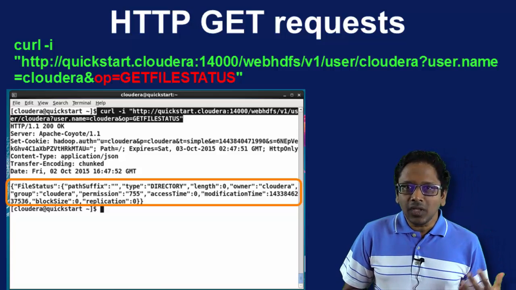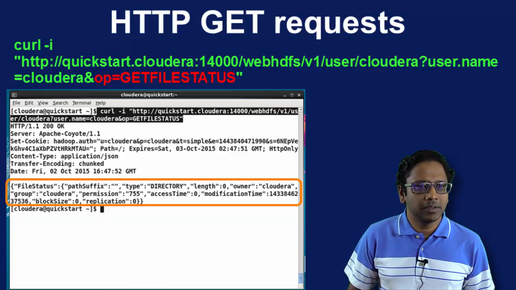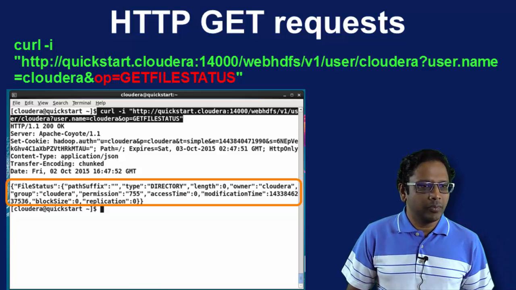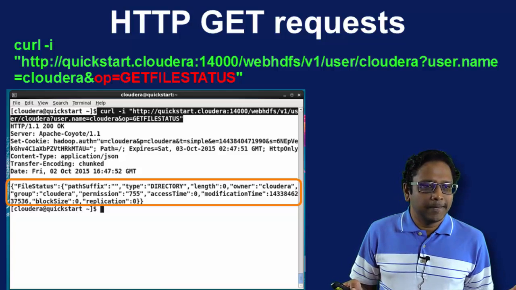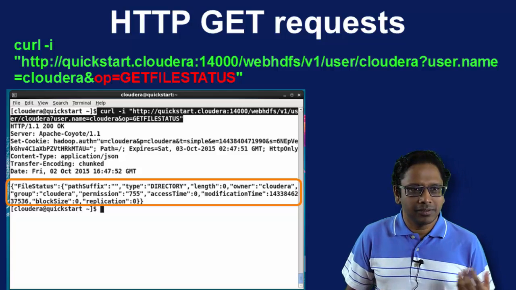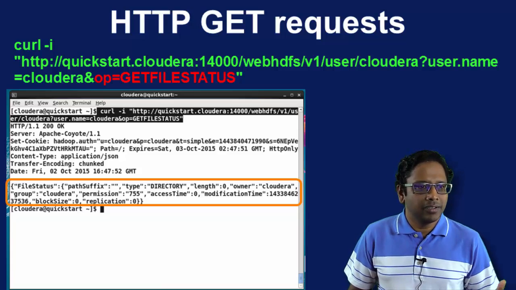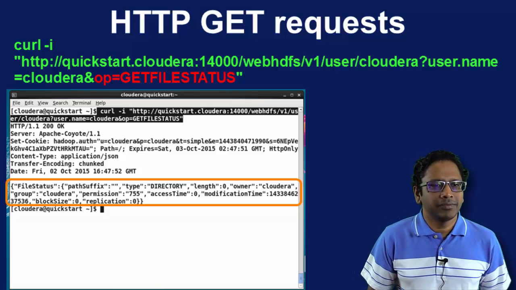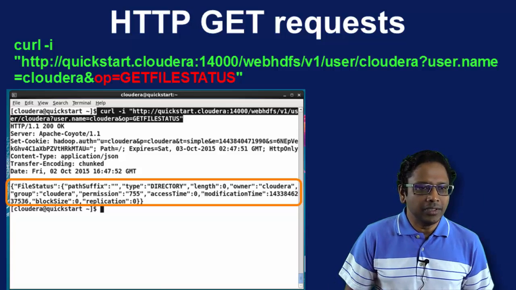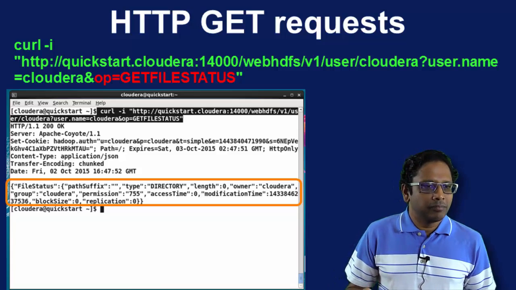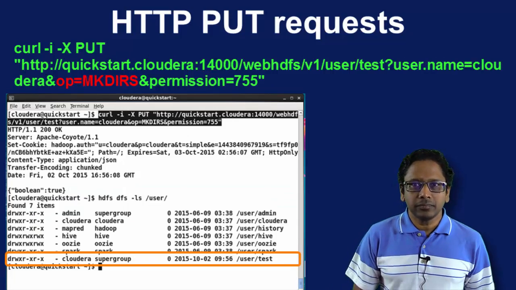Circled is basically the output you see from this particular command. I've run this in the quick start VM, and you can see it comes back and says the type is directory, which we knew because it's the home directory of Cloudera. It has an owner of Cloudera and a group of Cloudera, and the permission is set to 755, which translates to read, write, execute for user and read, execute for others. And there is more information about blocks and replication. So it's pretty simple to use.